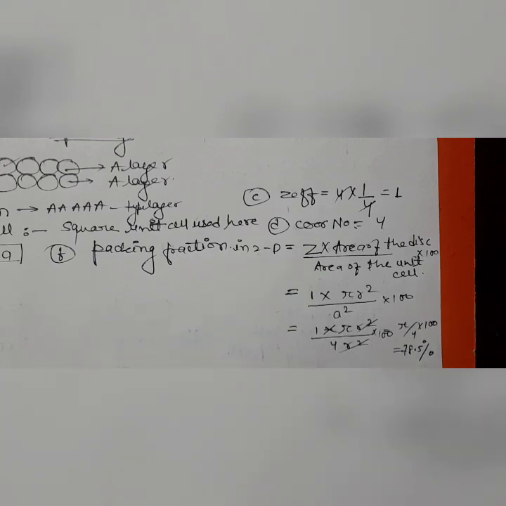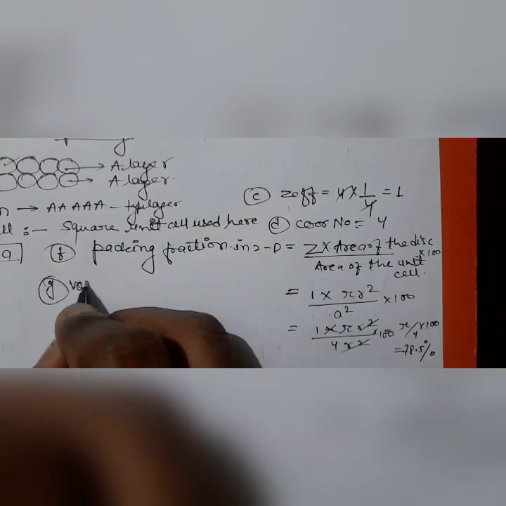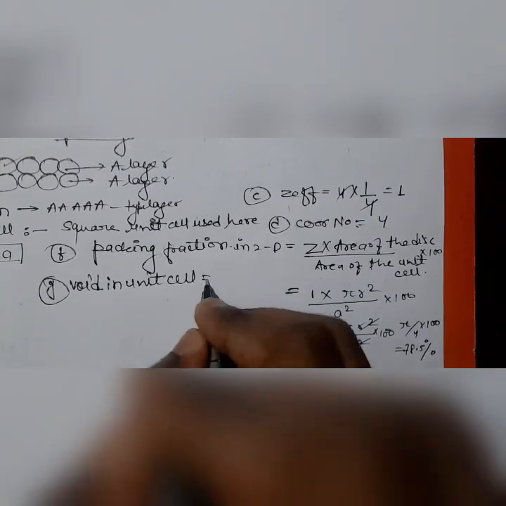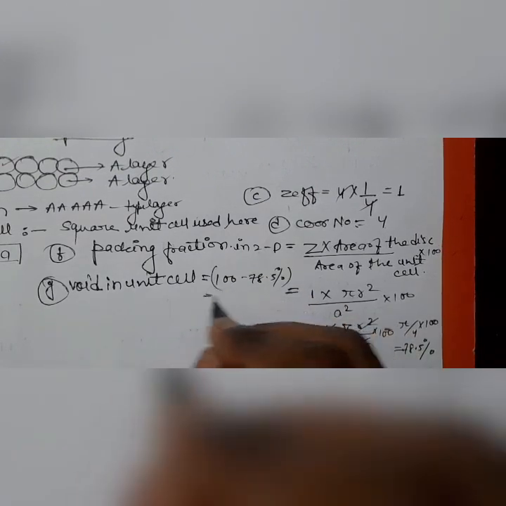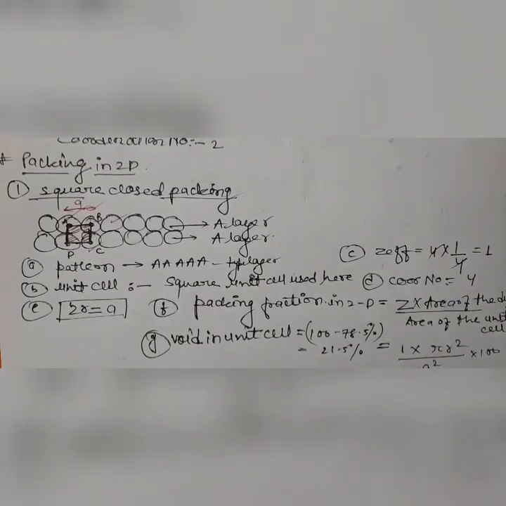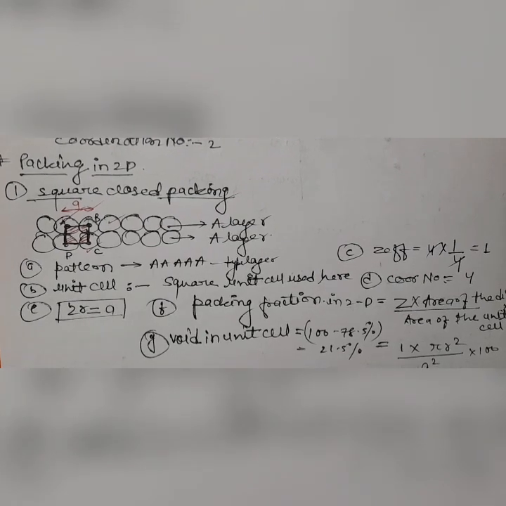The void present in the unit cell is 100 minus 78.5%, that is 21.5%. I will discuss this square close packing unit cell in great detail, so that you do not get bothered when I move on to discuss another kind of packing in 2D.